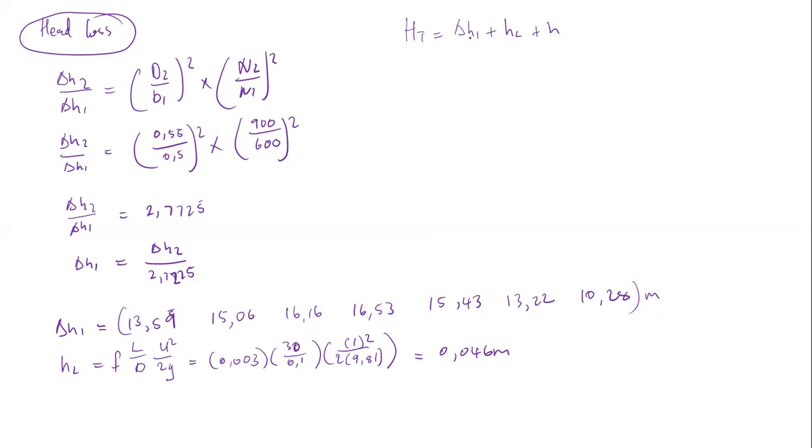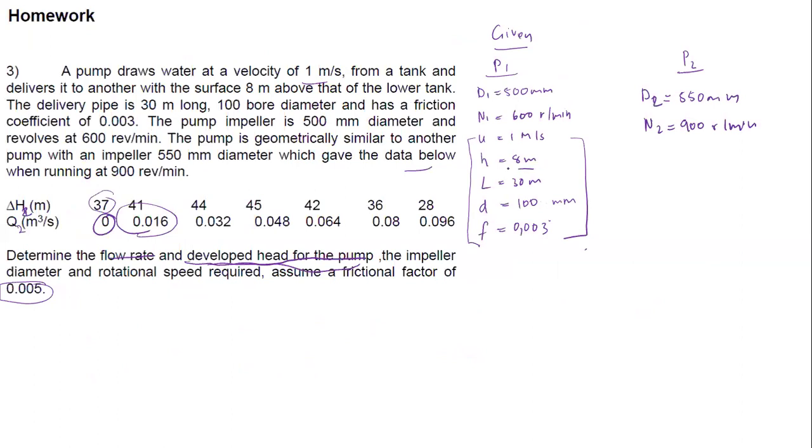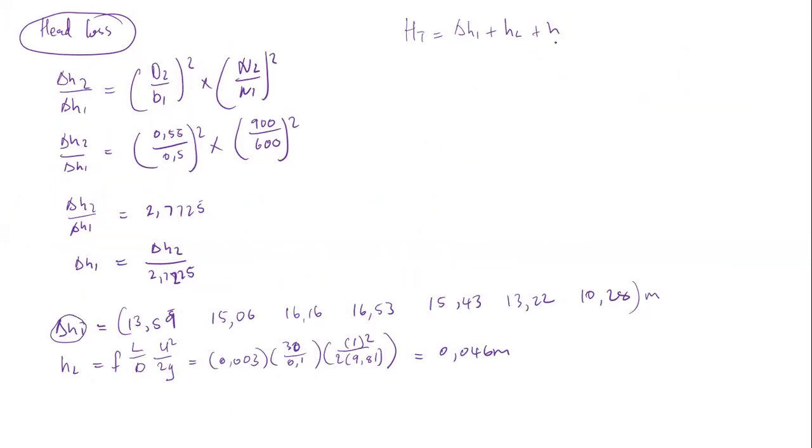Remember, for delta H1, we have various numerical values, which are these: 13.59, 15.06, 16.16, and so forth. So for delta H1, we're going to add these values, meaning 13.59 plus HL, where HL is 0.046, plus H. Remember, our H in this case was determined to be 8 meters. So we're going to add 8. This is going to be delta H1 plus 0.046 meters plus 8 meters.